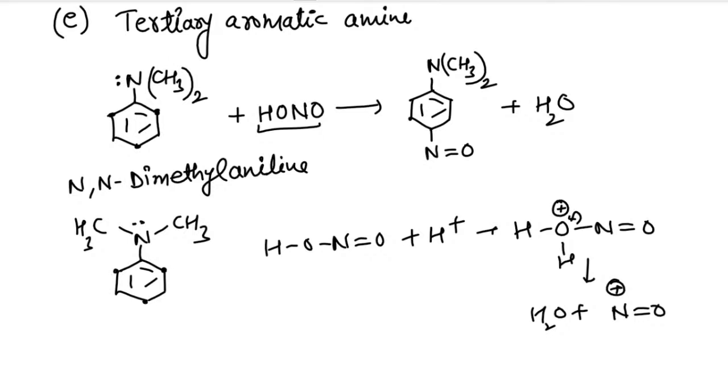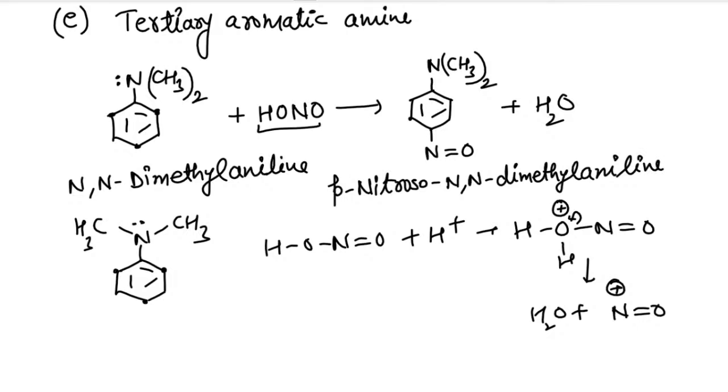So in this way, the hydrogen atom at the para position is replaced by the nitroso group. So this is the product formed. So what is its name? Para nitroso, or we can say 4-nitroso-N,N-dimethylaniline. Okay. So these are the products with nitrous acid.